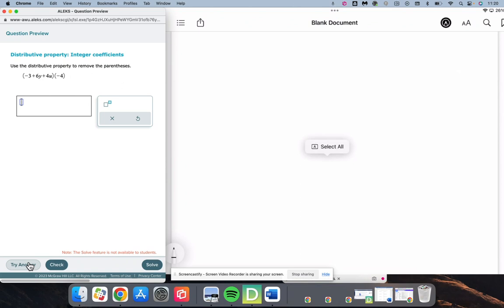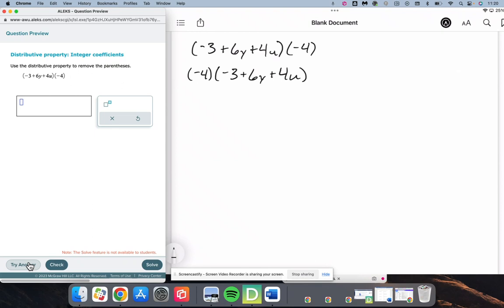Here's something a little bit different. We have -3 plus 6y plus 4u times -4. And the fact that -4, the one that's a singleton, is on the right doesn't make any difference. You could rewrite it with it being on the right like this if you wanted to. Because multiplication, we can reverse multiplication and we still get the same thing. Just like 2 times 3 is 6 and 3 times 2 is 6, we can flip the order of multiplication. So if rewriting it like that helps you, go ahead and do that. Area model works really well for me with stuff like this.